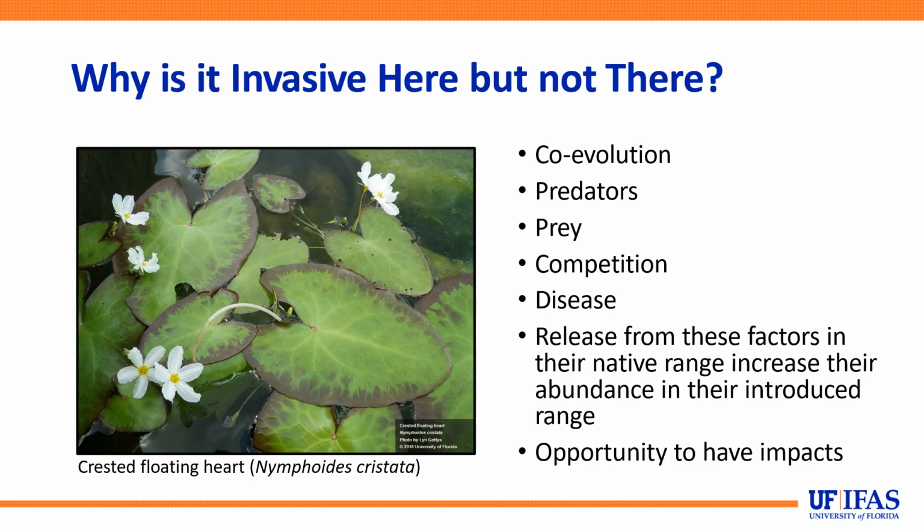Why is a species invasive here in its introduced environment, but not in its native range? That's a really great question. All the living and non-living things in an environment evolve together over millions of years. They pressure and influence each other in a complex but healthy relationship. The food web in a species' native range contains predators, prey, competition, and diseases that decrease their abundance. When a species is introduced to a new area, they are released from these factors, and this allows their numbers to increase and opportunities for impacts to occur.